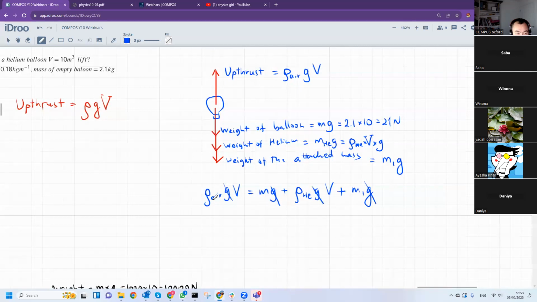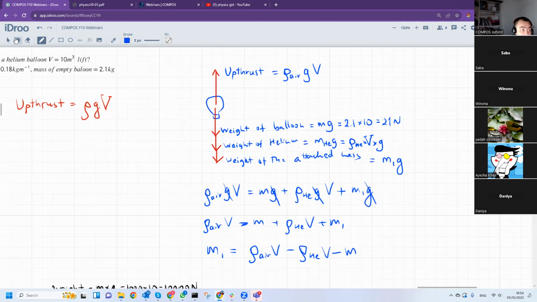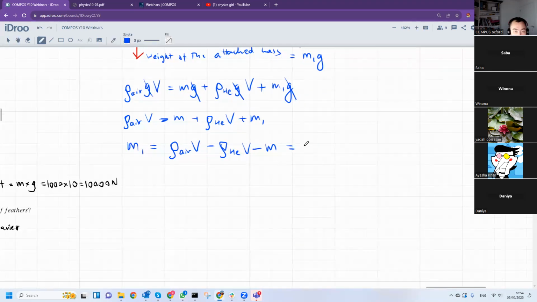So density of the air times V equals the mass of the empty balloon plus the density of the helium times the volume plus m1. So m1 is equal to the density of the air times the volume minus the density of helium times the volume minus the mass of the balloon itself. We can combine the two: density of the air minus density of helium, multiplied by the volume, minus m.